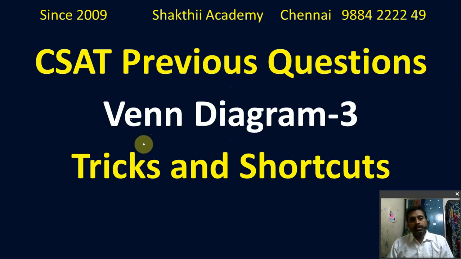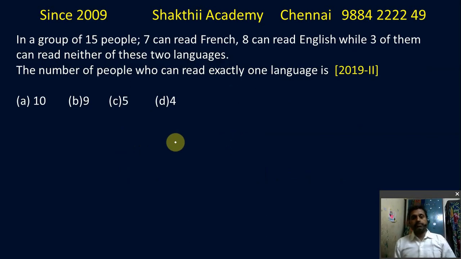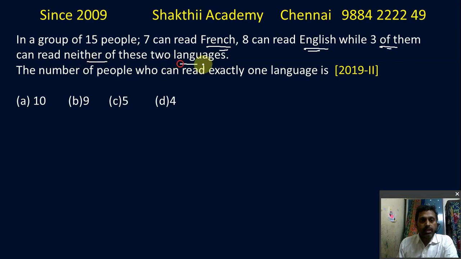Now we'll see original CSAT questions. We are seeing the Venn diagram. It's a third class. Now we'll take up the original questions and we'll see how to solve it in a very easy way. It is given in a group of 15 people, 7 can read French, 8 can read English, while 3 of them can read neither of these two languages.